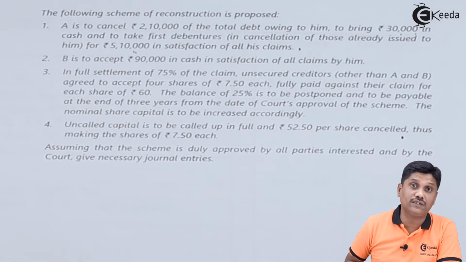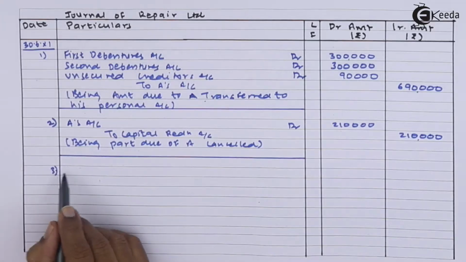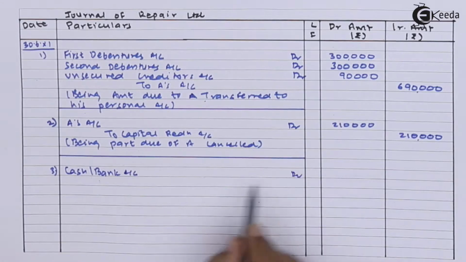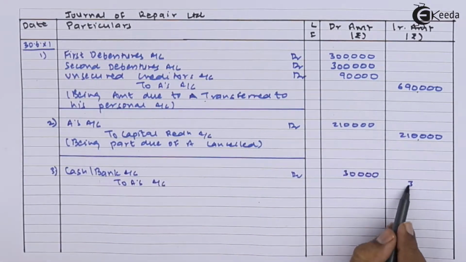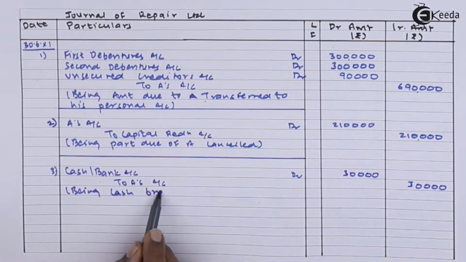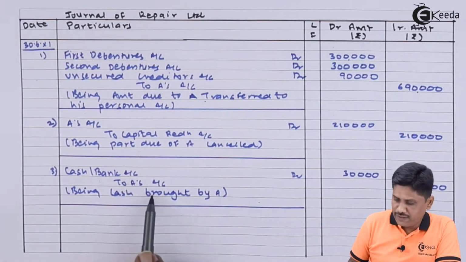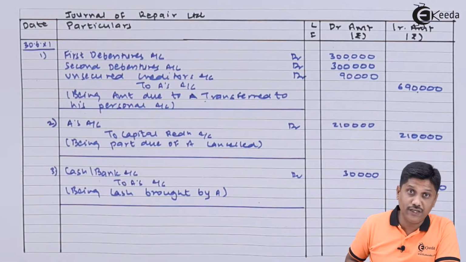So further, he is bringing 30,000 in cash. So I will pass the entry: cash or bank account debit to A's account, being cash brought in by A. A brought the cash.